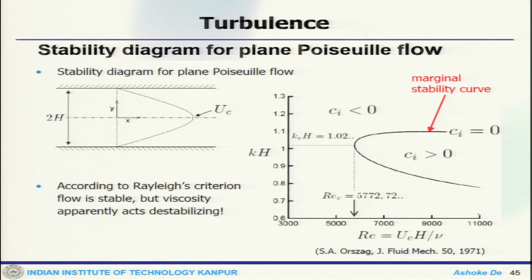So, that is the stability diagram for the plane Poiseuille flow. This is my two parallel plates, the distance between them is 2h, and this is my center line velocity. Now, this is the diagram where Reynolds number is plotted against k into h, and this is the curve where c_i = 0, that means it is a marginal stability curve. This side is the stable zone, this is the unstable zone. So, what you get is the critical Reynolds number for the plane Poiseuille flow.